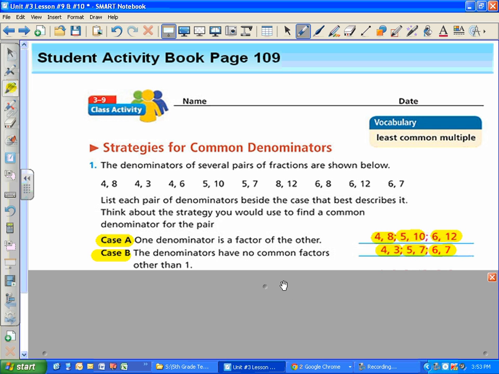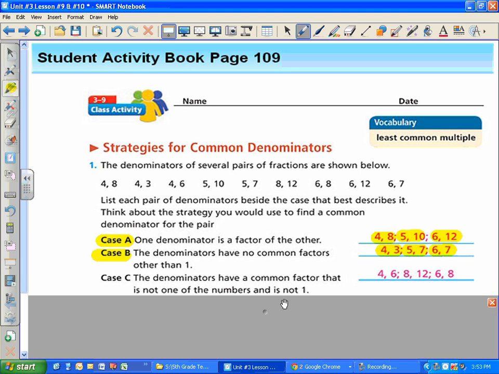And then case C says the denominators have a common factor that is not one of the numbers and is not 1. So 4 and 6, 2 goes into 4, 2 is a factor of 4, and 2 is a factor of 6. 8 and 12, 2 is a factor of 8, 2 is a factor of 12, 4 is a factor of 8, 4 is a factor of 12. And then the last one, 6 and 8. 2 is a factor of 6, and 2 is a factor of 8.